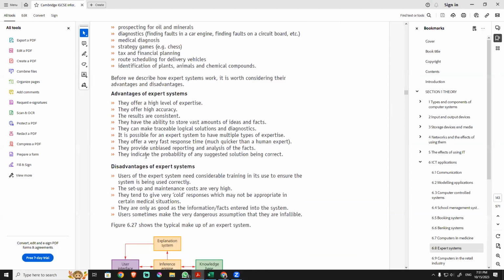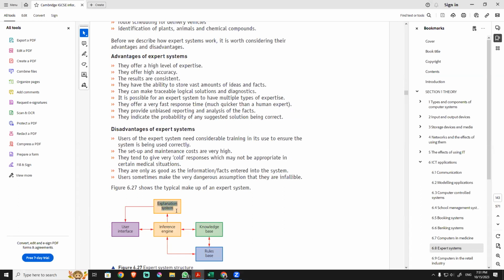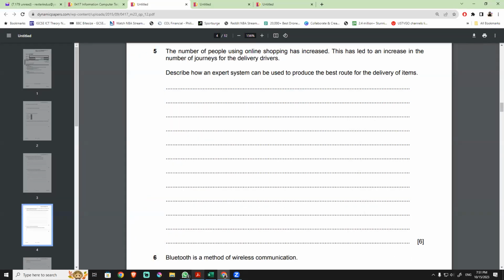This one, explanation system. So just mention this one at the moment. Anyway, you're getting the point there. So if given a chance, you will get 5 out of 6 for what you mentioned, because that's a 6 mark question.